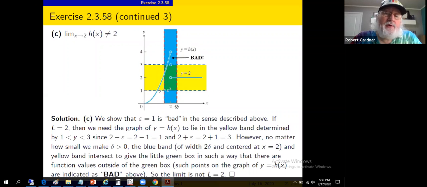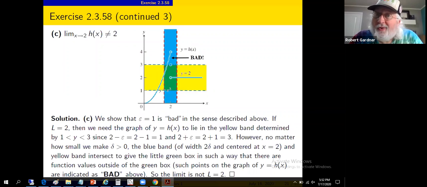To the right of 2 and close to 2, however far you want to go to the right, you don't have any problems. The graph of the function is going to lie inside the yellow band. But to the left, no matter how small you make delta, you're picking up a little piece of this curve up here that's above the green box, and that's a problem. Look, the curve goes outside the top of the green box, and it can't do that.